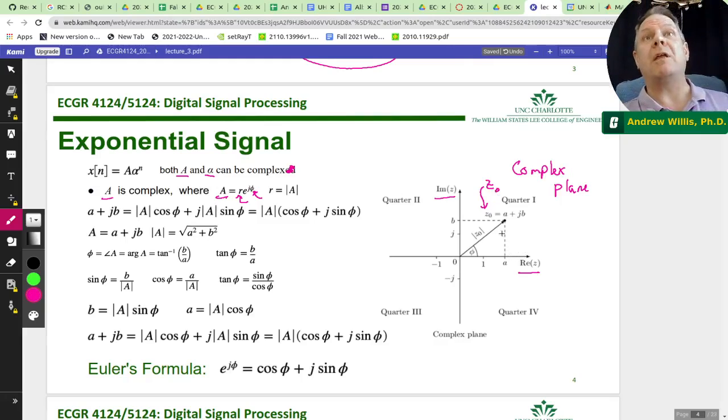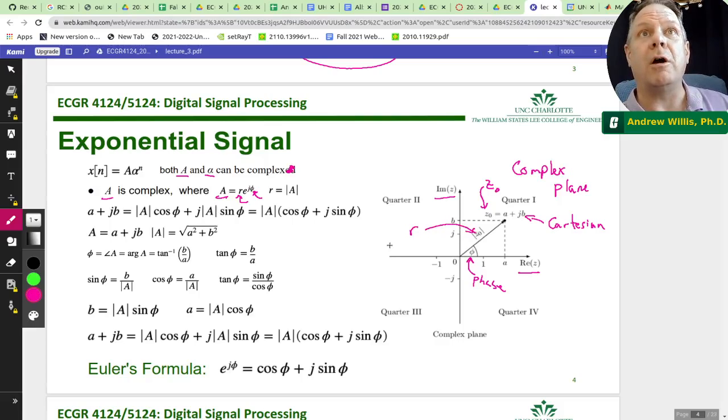Well, we can represent z naught in the so-called Cartesian representation. This is a 2D representation, like x and y. It's established by Descartes. Or we can represent it in polar format. And the polar format is simply representing it in terms of an angle, which is called the phase, and the magnitude.